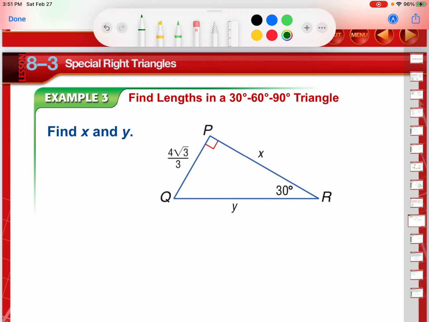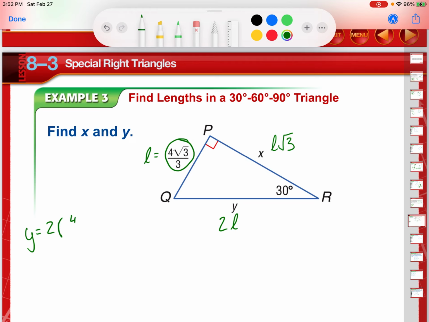So important information to note. This is our length. L equals 4 root 3 over 3. We know side QR is opposite 90, so that is 2L. And then we know side PR is L root 3. So what that means for us is, in order to find Y, or side QR, we need to multiply this whole sum by 2.